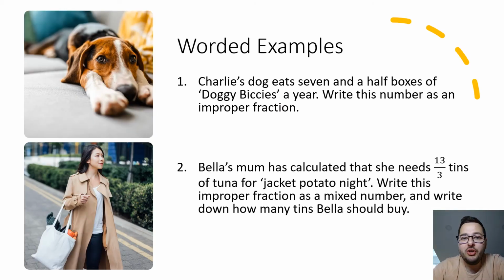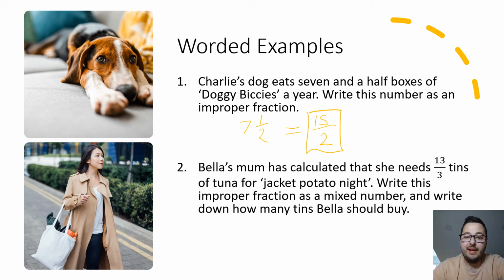All right then, so a couple of worded examples. Question number 1, Charlie's dog eats 7 and a half boxes of doggy bickies a year. Write this number as an improper fraction. So there's quite a lot of doggy bickies, but let's write it as a fraction. 7 and 1/2, and we want to write this as an improper fraction. Just like before, 7 times 2 is 14, plus the 1 is 15. So this is going to be 15 over 2, and that's our answer.